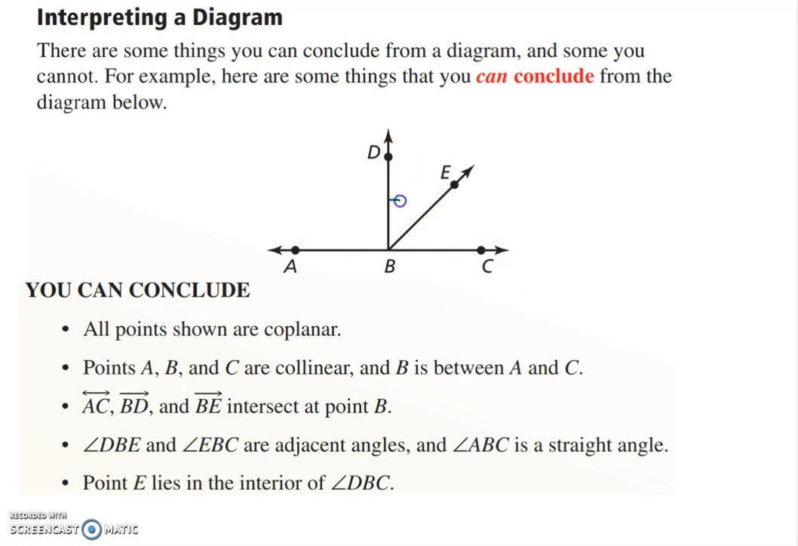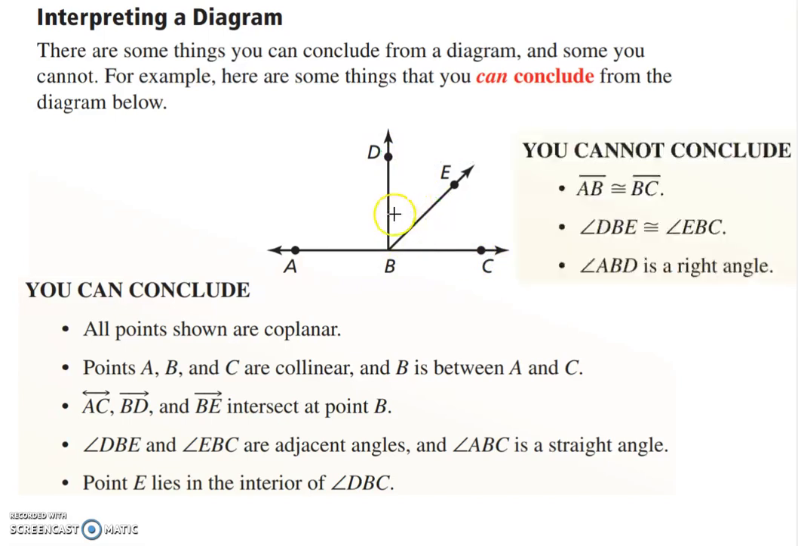That angle DBE and angle EBC, we can conclude that those are adjacent, and that ABC is a straight angle. And that point E lies on the interior of angle DBC.